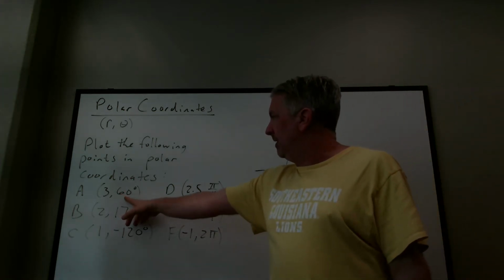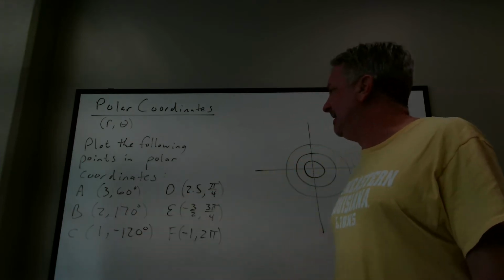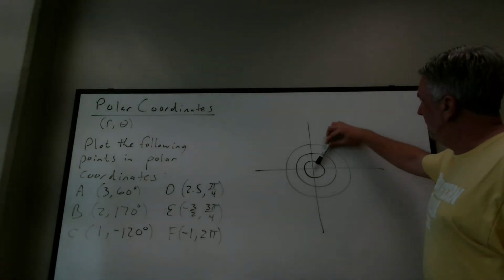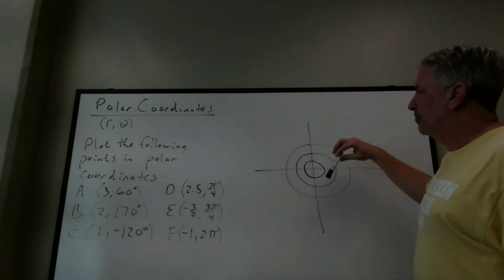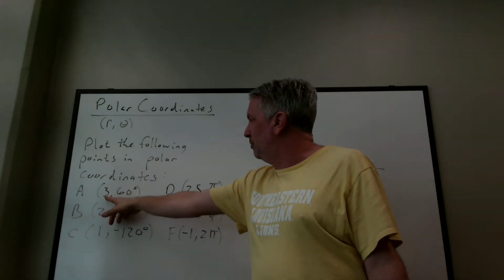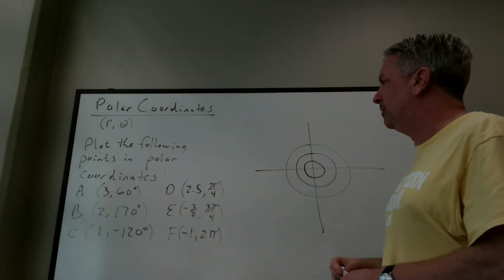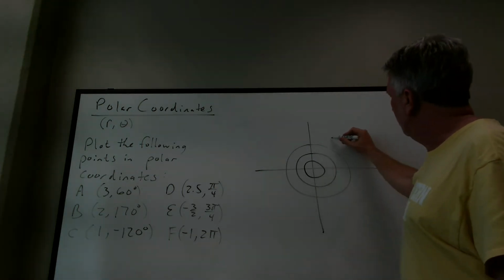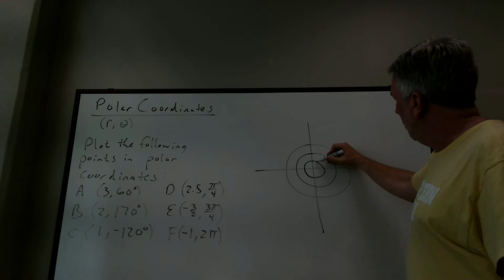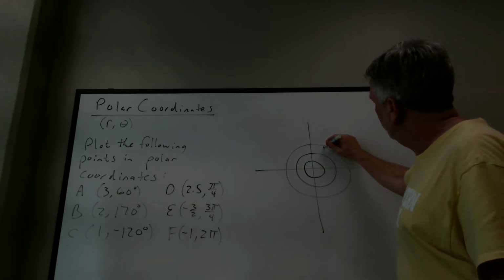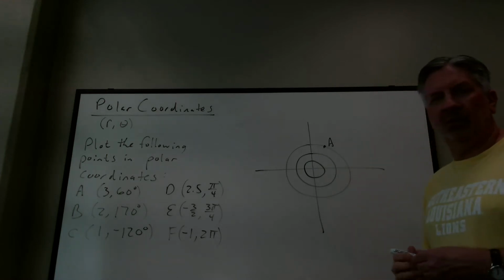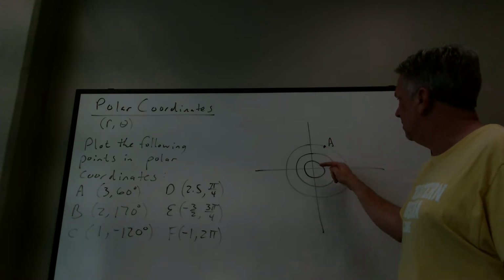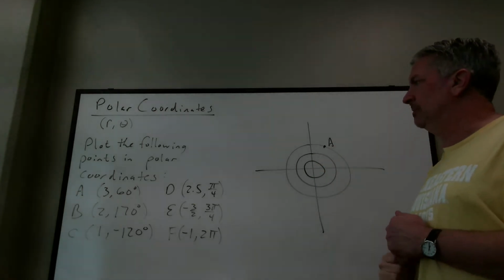Well, let's plot this point A. The theta is 60 degrees, so in standard position, you start from here, and 60 degrees would be roughly here. And then the radius is 3, so you want the point that's 3 units away from the origin on the terminal side of the 60-degree angle. So 1 away, 2 away, 3 away. So there's point A in polar coordinates. Rotate 60 degrees from standard position, and you're 3 units away from the origin.